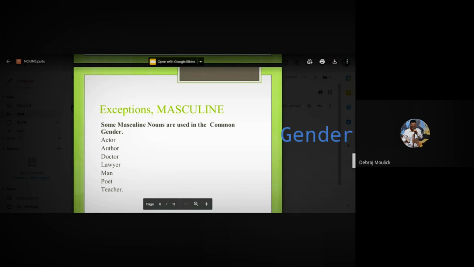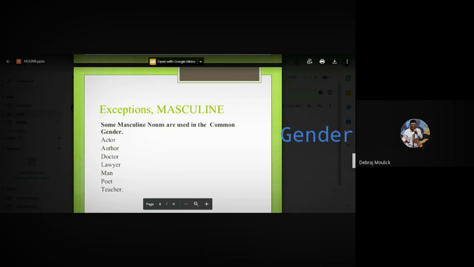Sometimes words are used in common gender, for example actor. If you look at the Filmfare Awards nowadays, it becomes male actor, female actor. Previously it used to be best actor, best actress. So things are changing now. Sometimes the masculine words are used in the common gender also. So actor refers to both male and female. These masculine nouns are used in common gender.